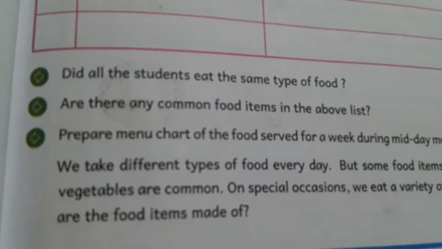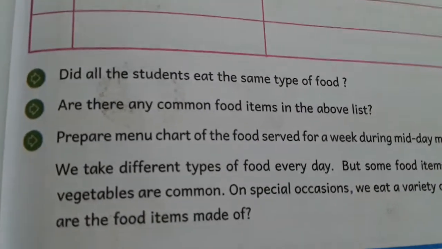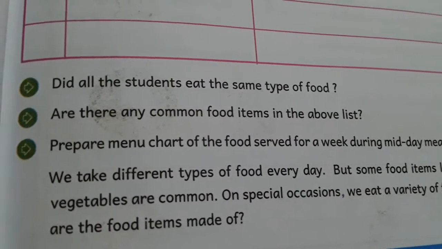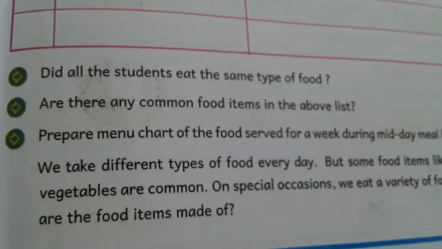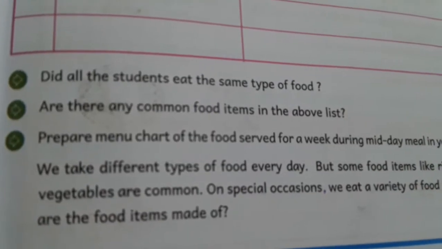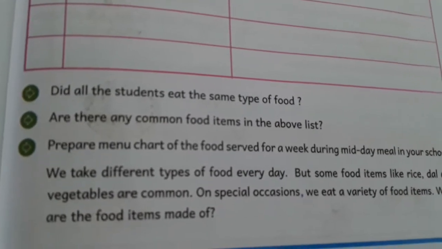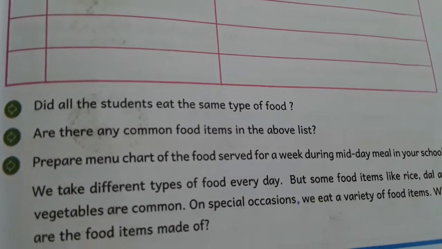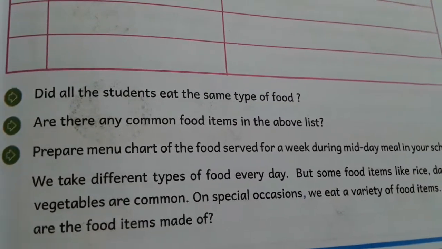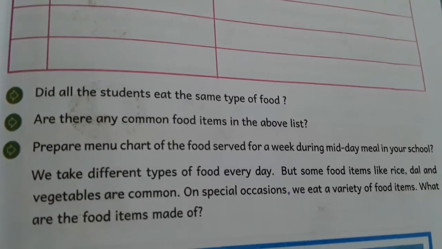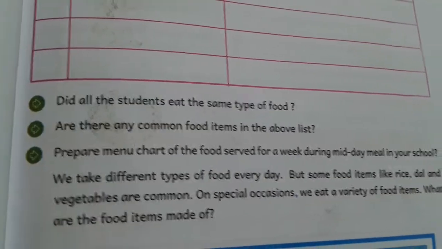Based on that table, they asked one question. Did all the students eat the same type of food? No. Are there any common food items in the above list? So here, prepare a menu chart of the food served for a week during the midday meal in your surroundings or in your school. We take different types of food every day, but some food items like rice, dal, and vegetables are common. On special occasions, we eat a variety of food items.